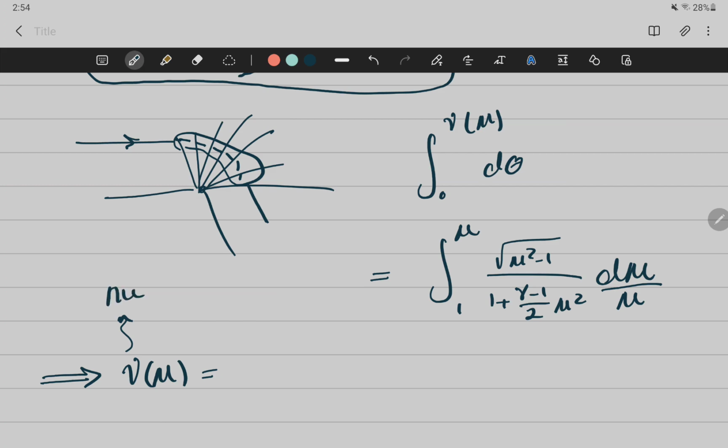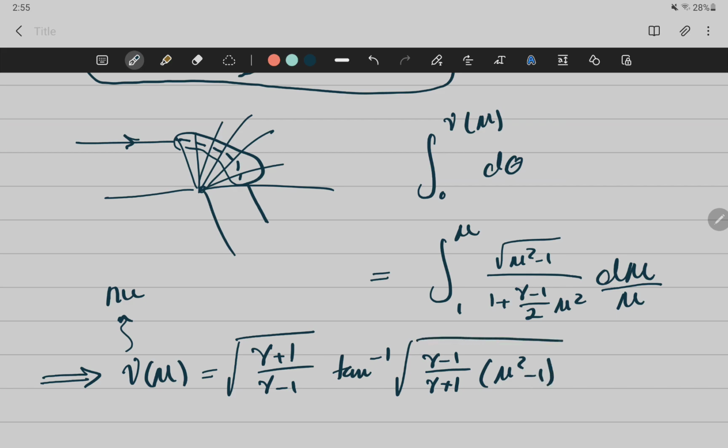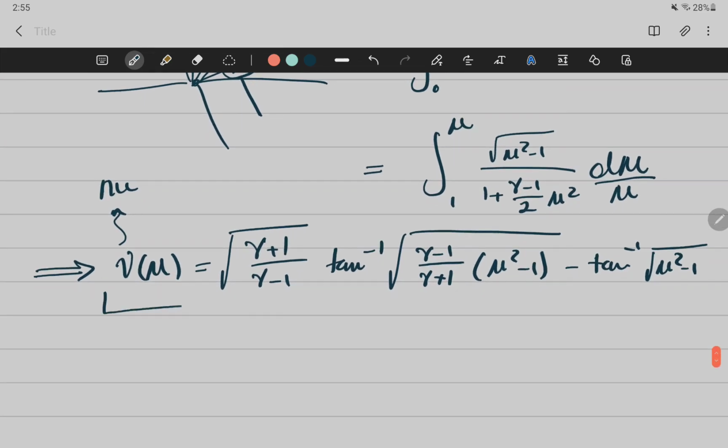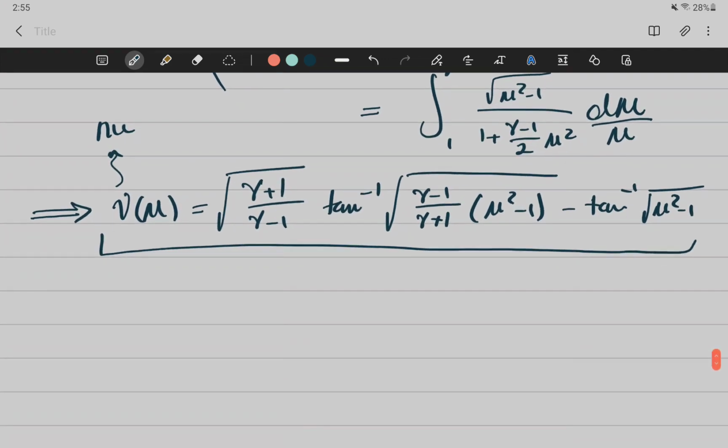This is the Greek letter nu. Nu of M is equal to the square root of gamma plus 1 divided by gamma minus 1, times tangent inverse of the square root of gamma minus 1 divided by gamma plus 1 times M squared minus 1, minus tangent inverse of the square root of M squared minus 1. This is the function of the expansion fans, and this is called the Prandtl-Meyer function.